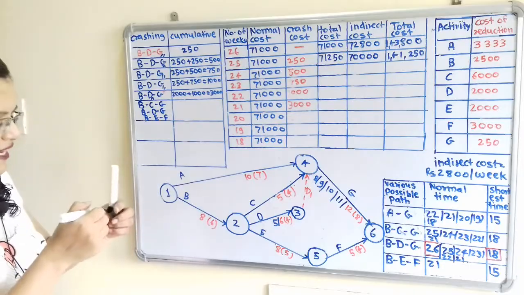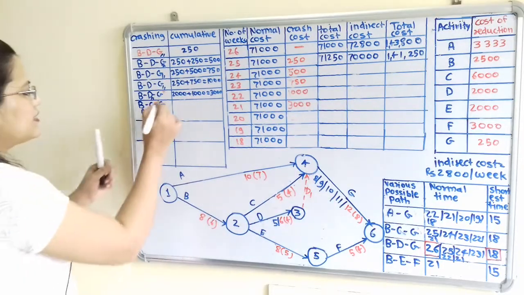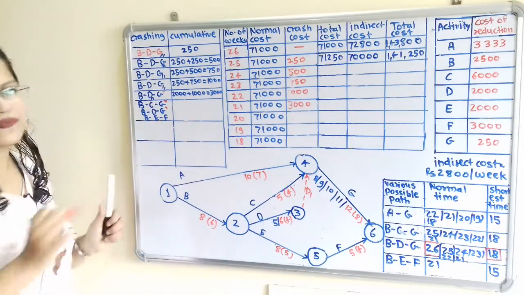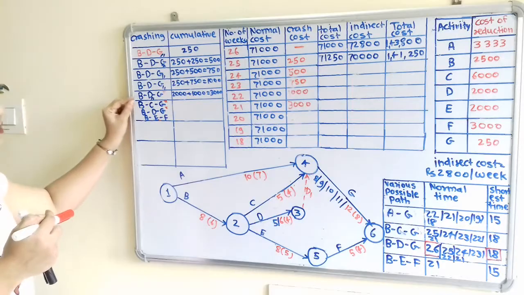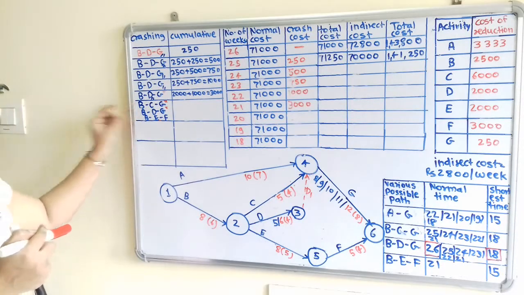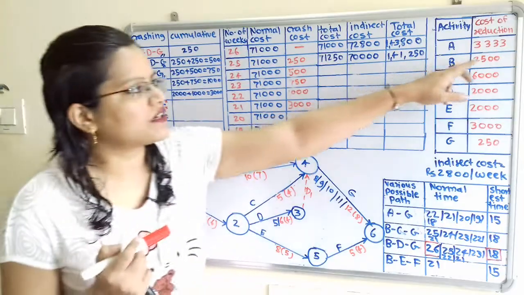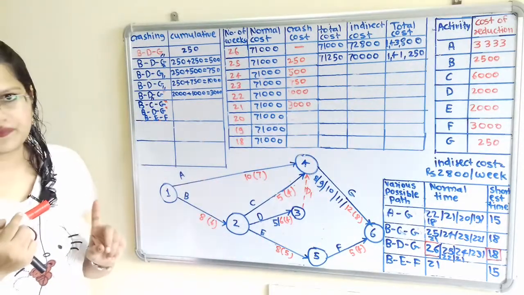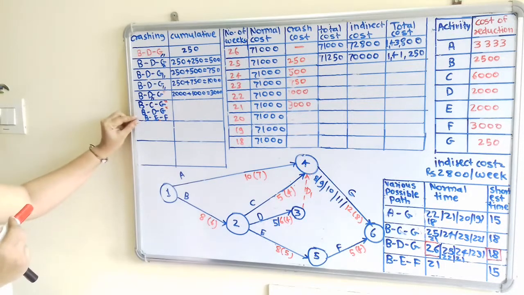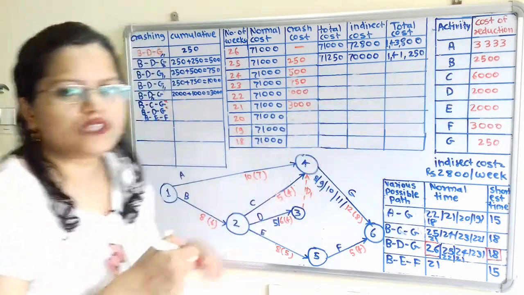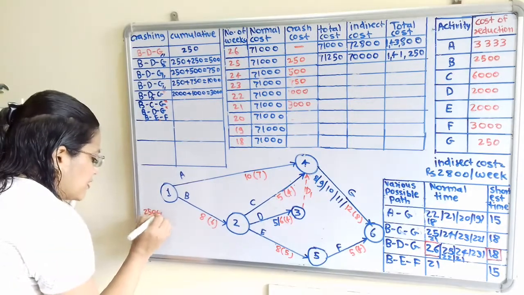Now we know that we cannot select this activity G because normal time and crash time are both the same. Now if we consider this activity B, because B is common in these three activities, then we have to reduce the cost of reduction for only one time. But we have to compare this. So what is the cost of reduction for this activity B? It is 2500. So I will write here 2500.